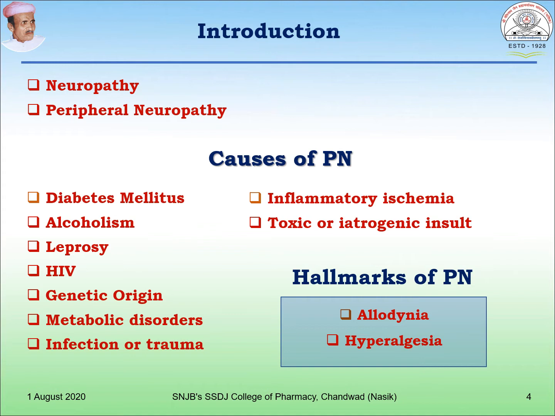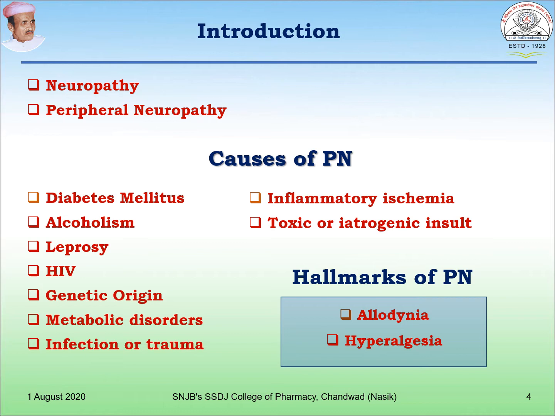Among them are diabetes and alcoholism. In developing as well as developed countries, you can observe diabetes mellitus and alcoholism. These are the most common causes, and 60% of neuropathy occurs because of diabetes as well as alcoholism. The second primary cause worldwide for neuropathic pain is leprosy. And third, in addition to this, HIV infection accounts for an increase in the number.